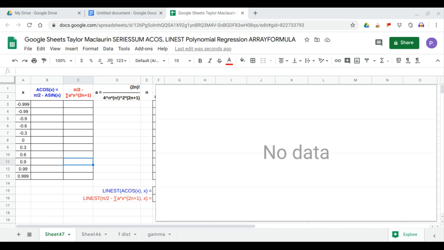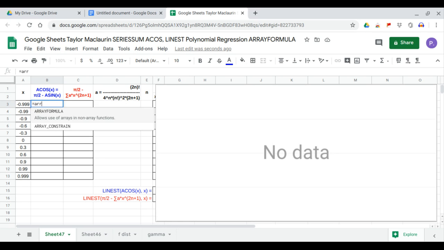Hello, in this video we will generate the dataset of inverse cosine over the values of x from negative 0.99 to positive 0.999. The inverse cosine is equal to pi over 2 minus inverse sine. So we begin with the inverse sine.